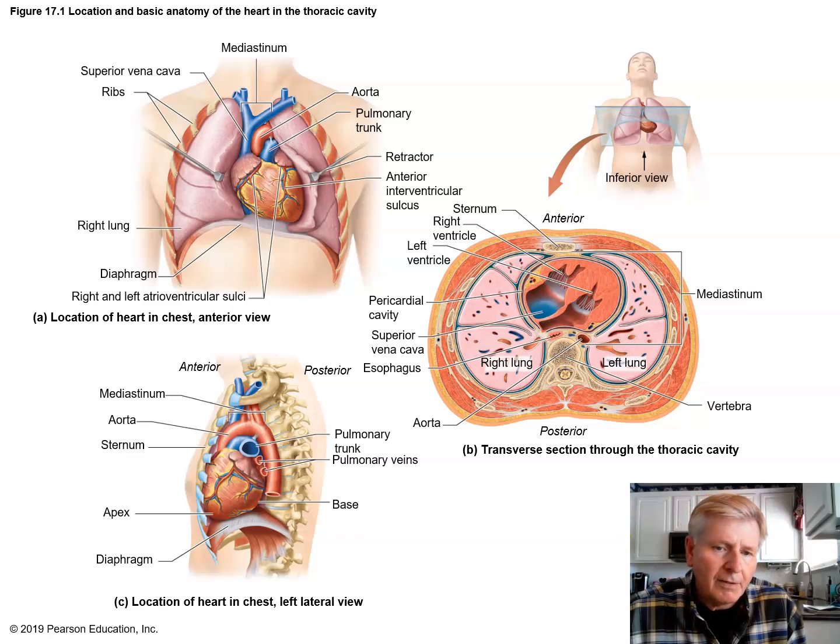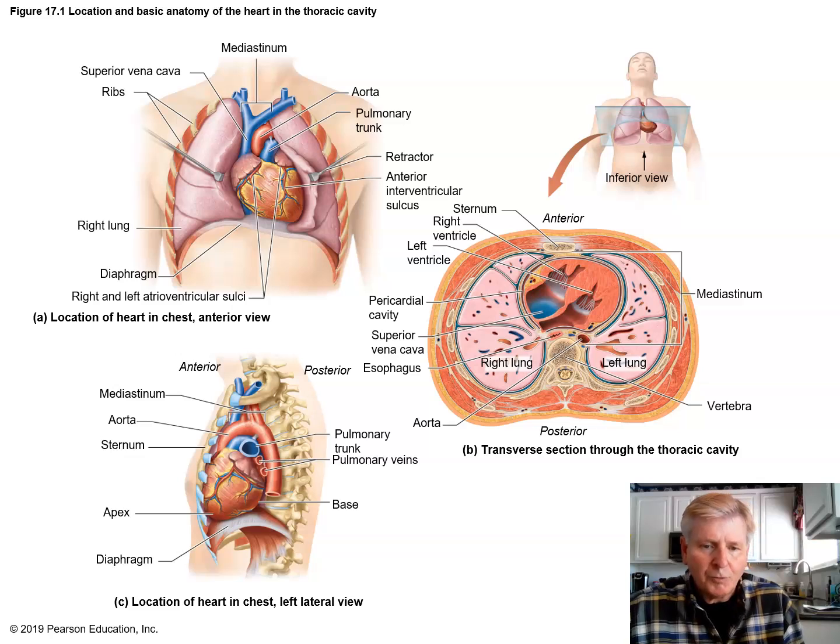And of course it's in the mediastinum. The sternum is the anterior border. The apex is the area where the heart comes to a point on the inferior left border. And the diaphragm is what the heart is resting on, primarily that left ventricle. You can see how posterior, how flat that left ventricle appears. And then the base of the heart continues posteriorly. So that's a transverse view and a lateral view.